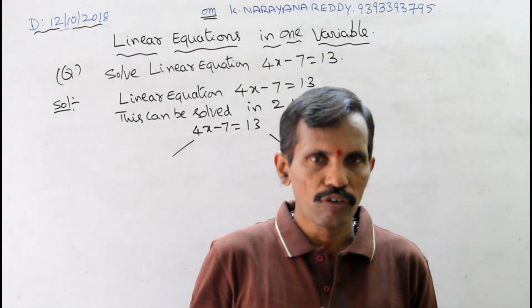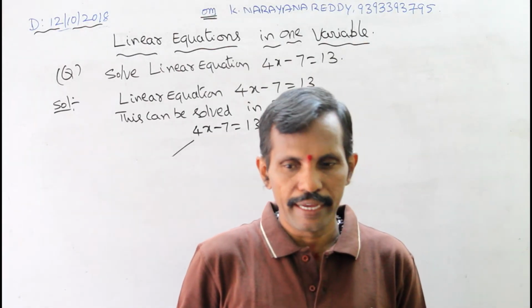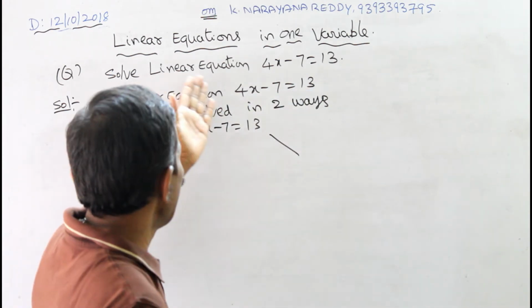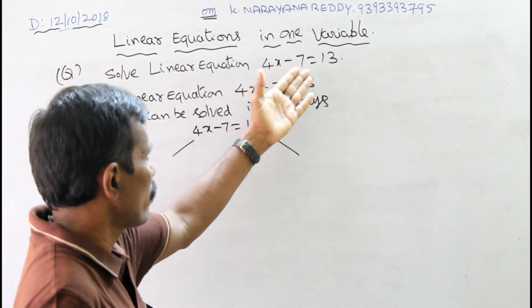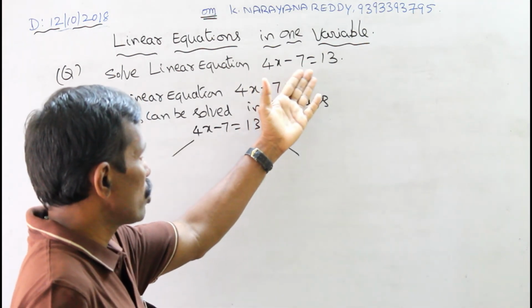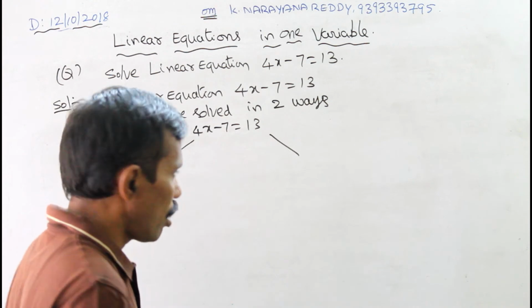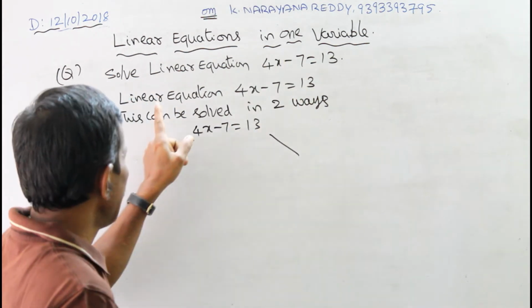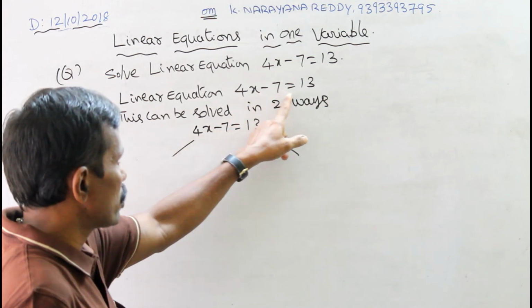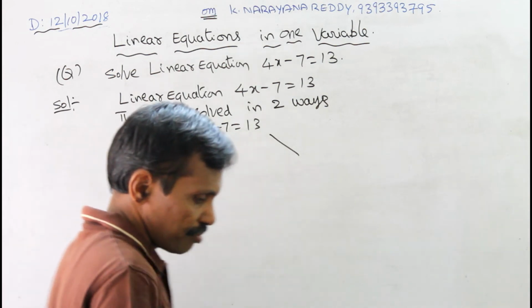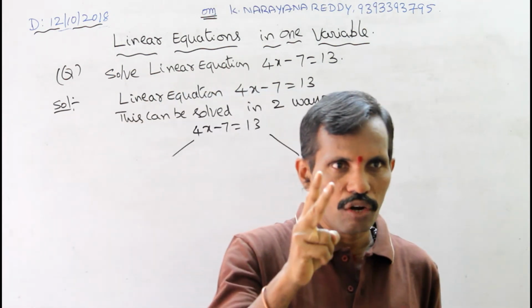Okay? See a question regarding linear equations. Solve the linear equation 4x minus 7 equals 13. 4x minus 7 equals 13 is a linear equation. Already we know x has power 1. Okay, given that, this can be solved in two ways. In two ways you can solve this one.